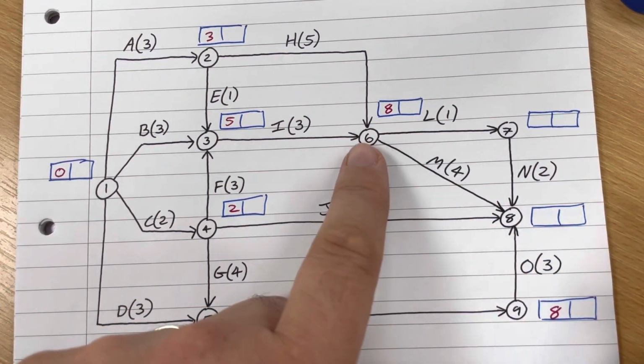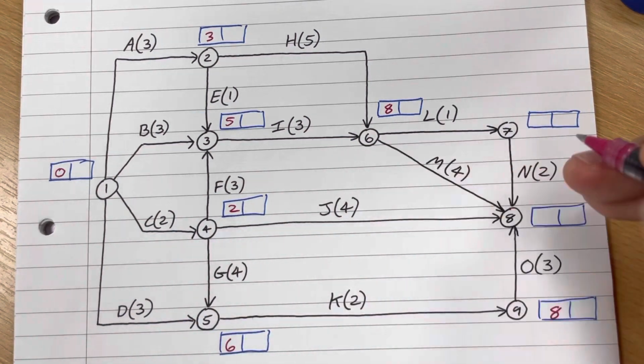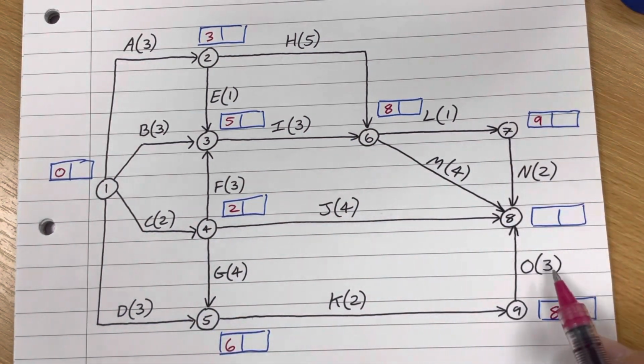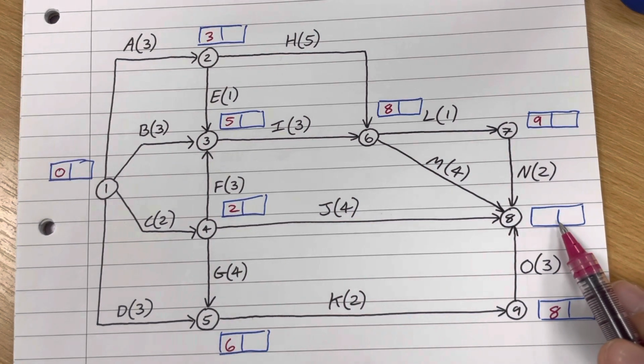Yeah, both inputs are the same. This one's only got one input. It's going to be 8 plus 1, which is 9. And then this one's got 4 inputs, and you check all 4.